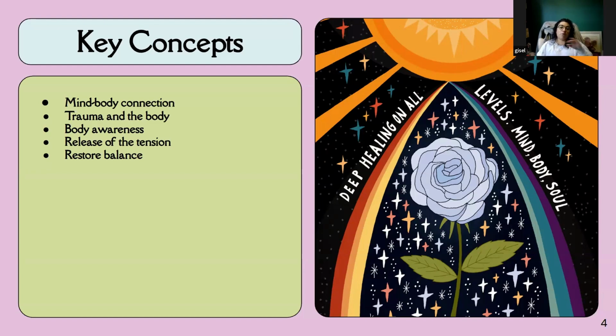And then common components of these different theories are body awareness, so being able to have knowledge and increased attunement to what is happening within the body, the releasing of tension, trauma, emotions, just release of the body, and then restoring balance, right? So once you have the release, you take that information, you take that process and move forward in a new and different way.